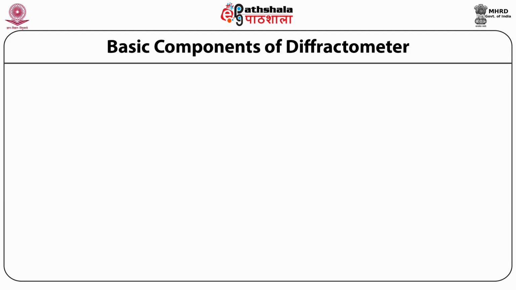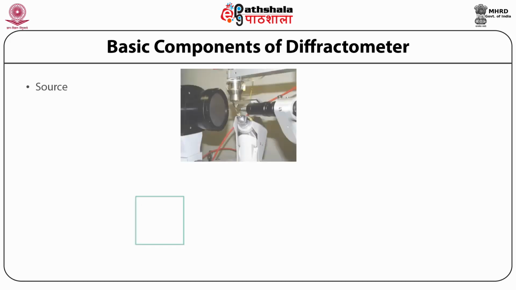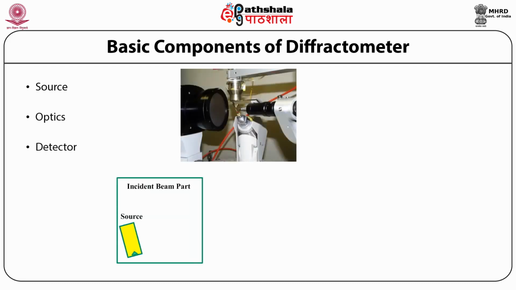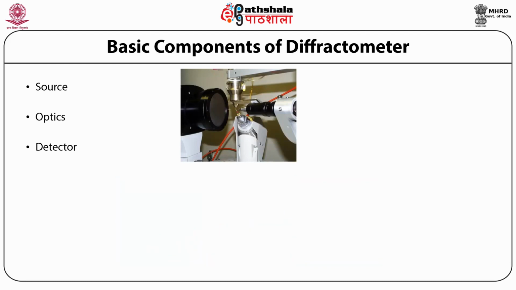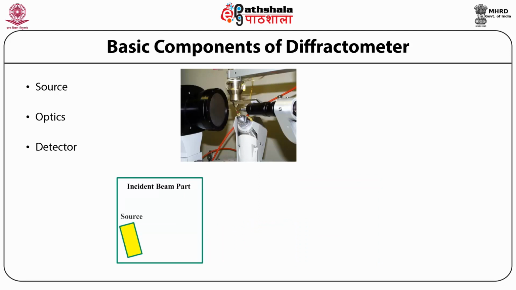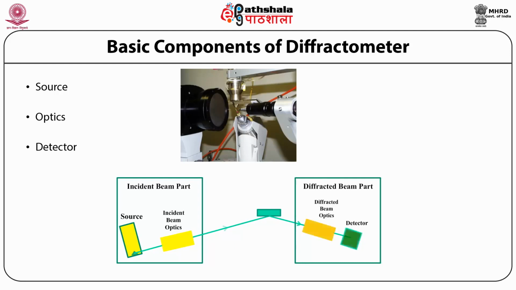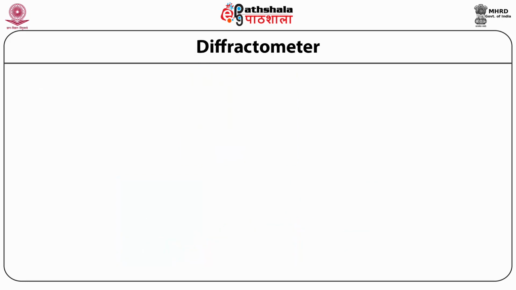First of all, we will discuss the basic components of a diffractometer. As you see in this slide, there are three components: source, optics, and the detector. In the image, we can see there are two parts. The first is the incident beam part, and the second is for the diffracted beam. The incident beam part consists of the source and incident beam optics, while the diffracted beam part contains diffracted beam optics and the detector.